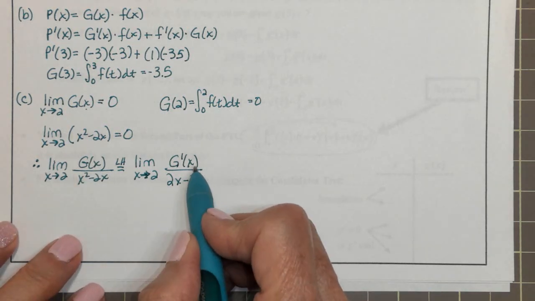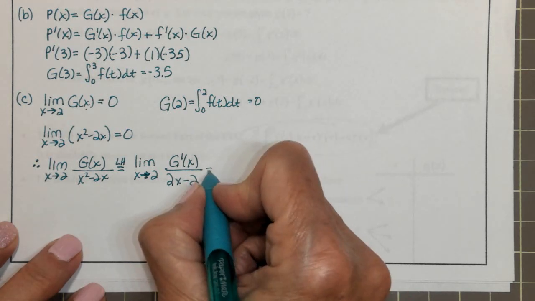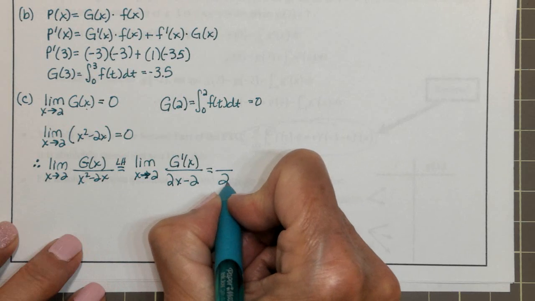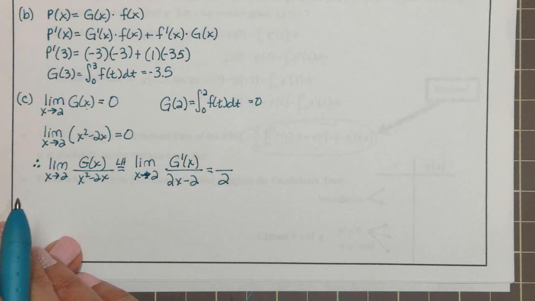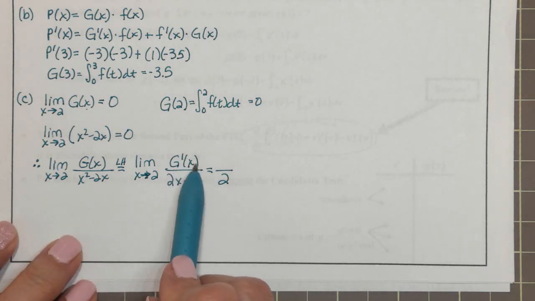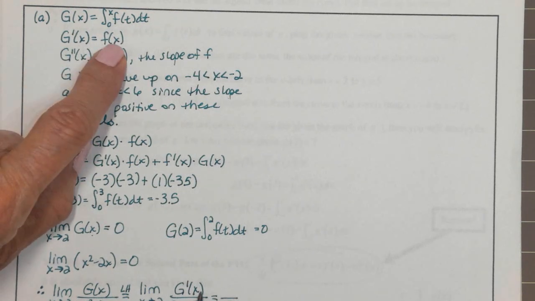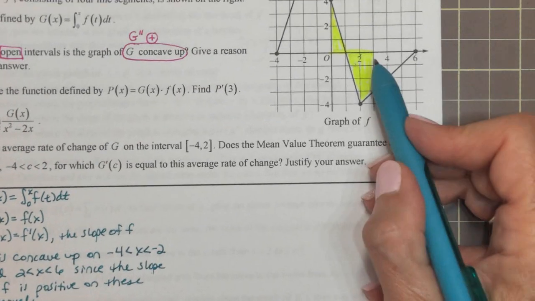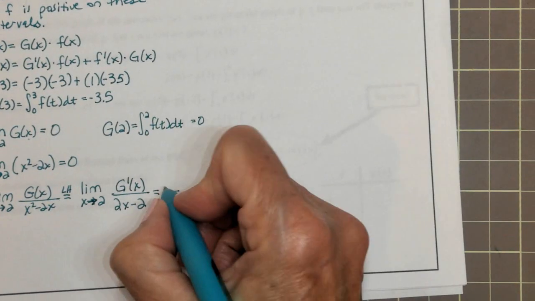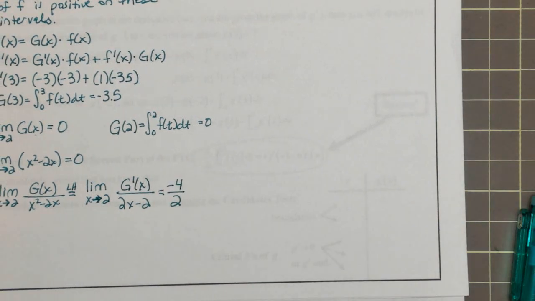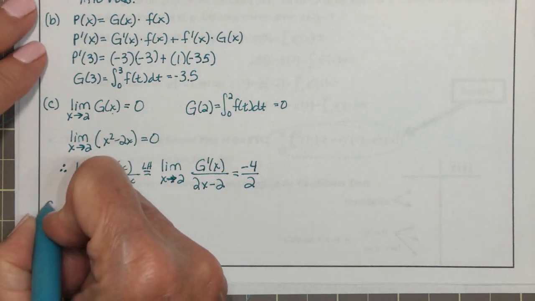Okay, now we're going to plug in 2 again. Now when I plug in 2 to the bottom, I do not get a 0. I get 4 minus 2, which is 2. So I know I'm not going to need L'Hopital's again. All right? G prime of 2. Remember, G prime is f. So G prime of 2 is f of 2, and f of 2 is negative 4. And we're done with part C. Now for part D.